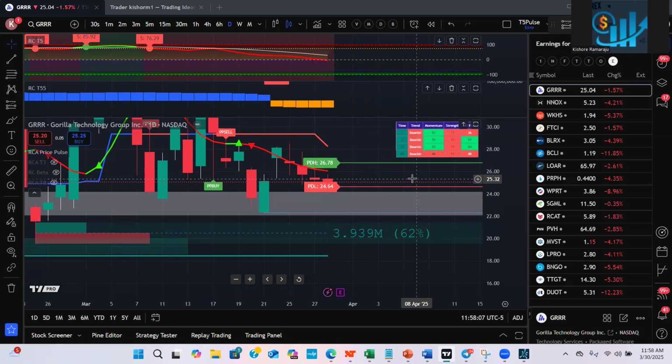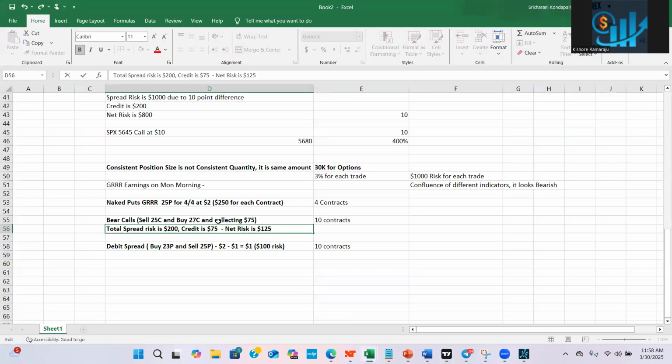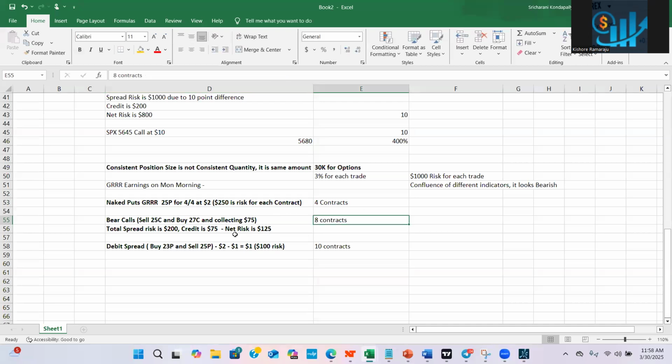Even if it stays choppy, let us say you bought a put, but it stayed choppy, you lose the premium. But if you are doing a bear call spread, even if it stays choppy, because of IV crush, theta decay, all those reasons, you will make money. So your risk is less. Now, if your net risk is $125, then what do we have to do? You buy eight contracts now, right? Instead of here, where $250 is the risk for each contract, here your net risk is only $125.